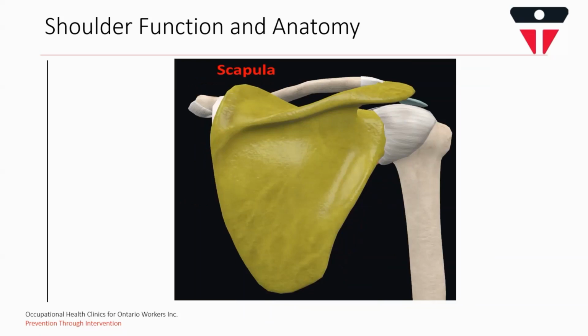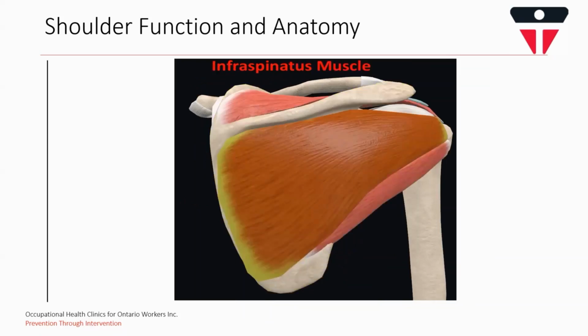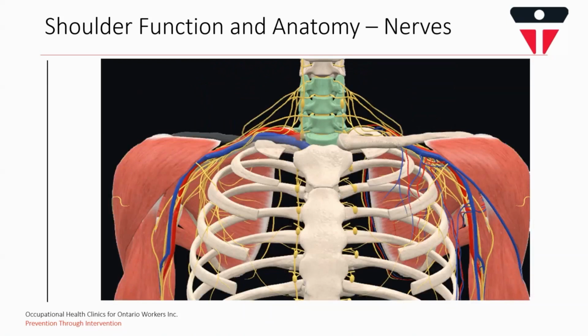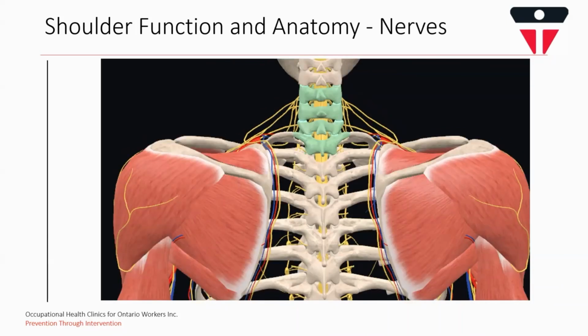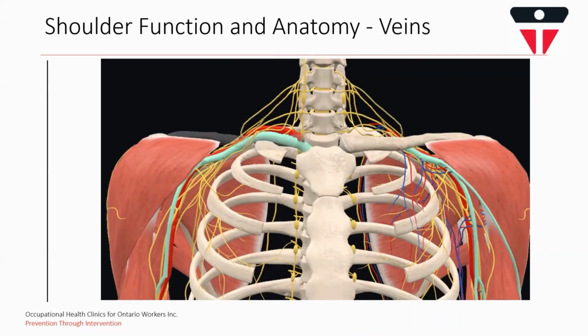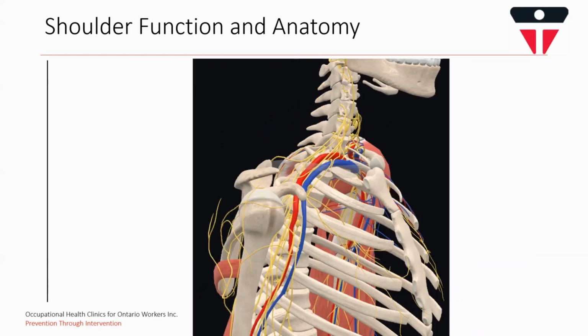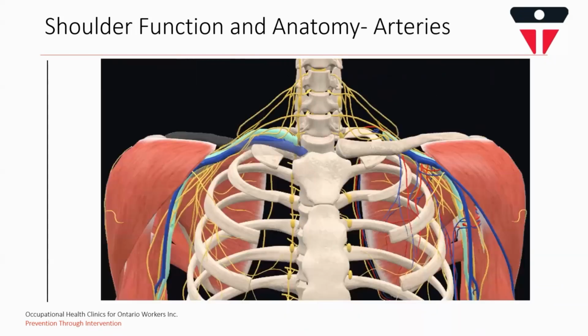From the back, we have the scapula, the infraspinatus muscle, supraspinatus, teres major, and then we also have nerves and blood vessels feeding into the shoulder from our cervical vertebrae. This is the frontal view showing the nerves as well as the veins and arteries. The same view from the back, the veins and the arteries, and of course the anatomy from the side.